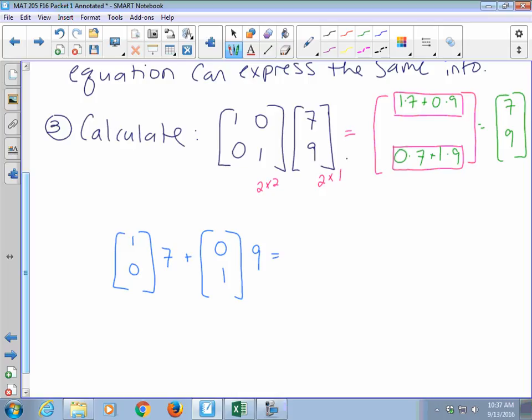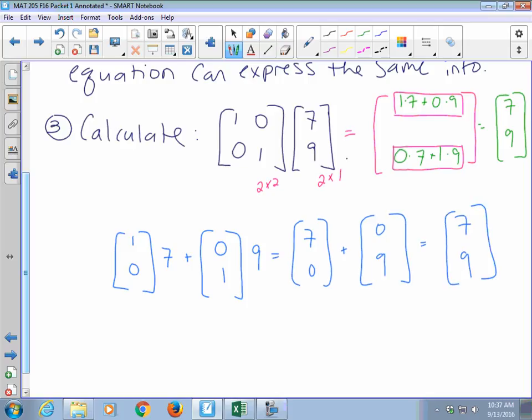So this ends up being 7, 0 plus 0, 9, which is 7, 9. So you get the same thing either way. And you can use whichever method you like.